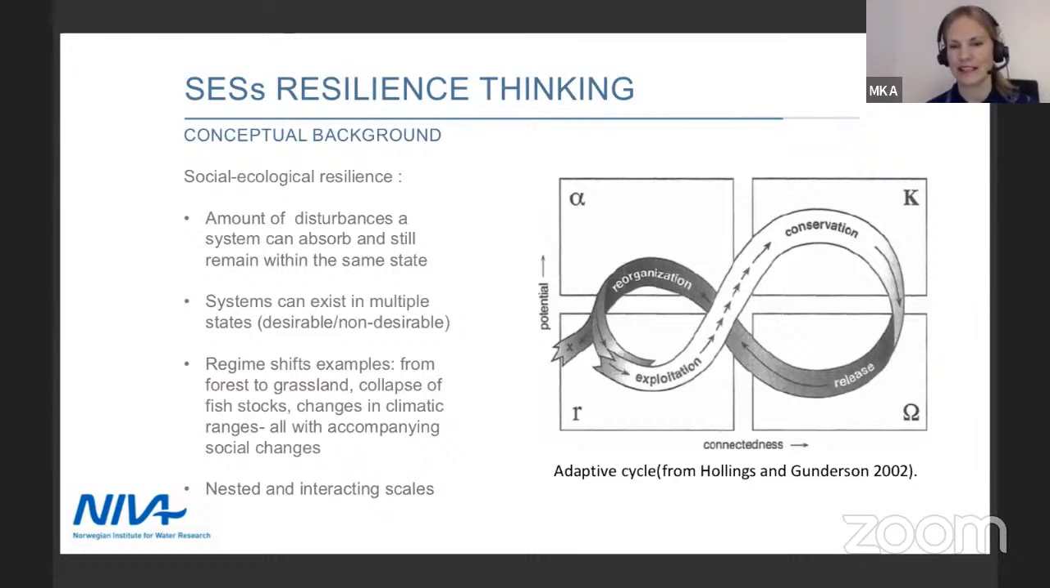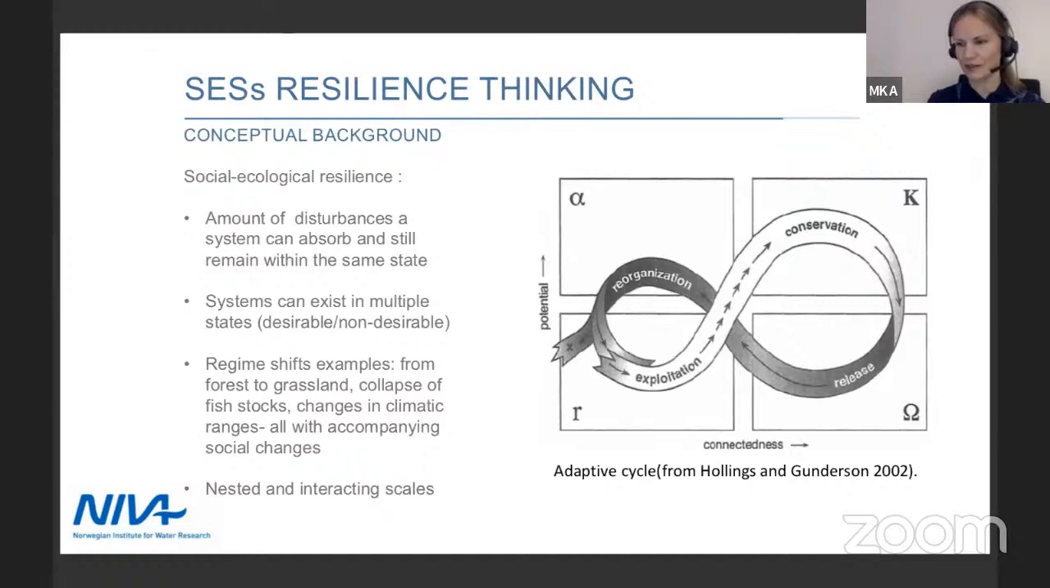And this reorganization may lead to a continuation of the same patterns, but it can also flip into a new system. For example, if these specific fish stocks migrate due to climate change or something, then the system will be something new. And there are multiple examples of how these regime shifts happen in nature. For example, a forest can turn into grassland. Changes in the climatic ranges might be accompanied by completely different ecosystems. And these all have societal implications, of course, because we are using and have built institutions in relation to these resources. And it's important to note that these systems are nested across scales.